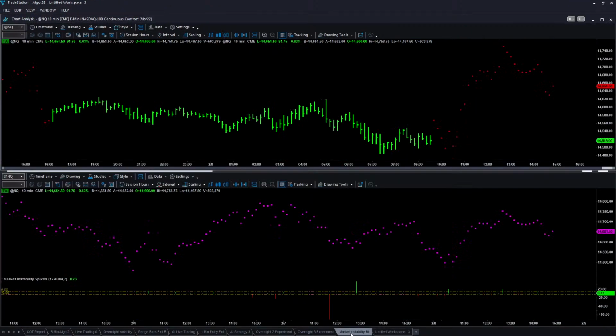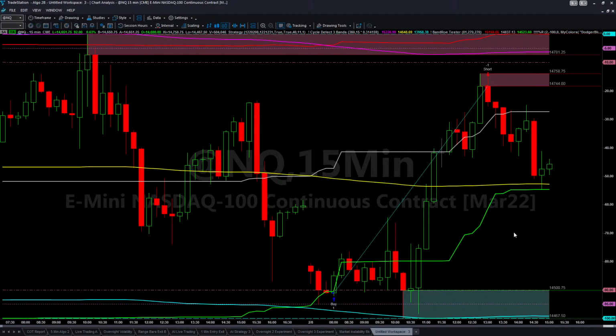And let's see if there's anything in the instability chart here. Nothing yet. Nothing visible on this, but that's it. We're just letting this work its way and do what it's got to do.